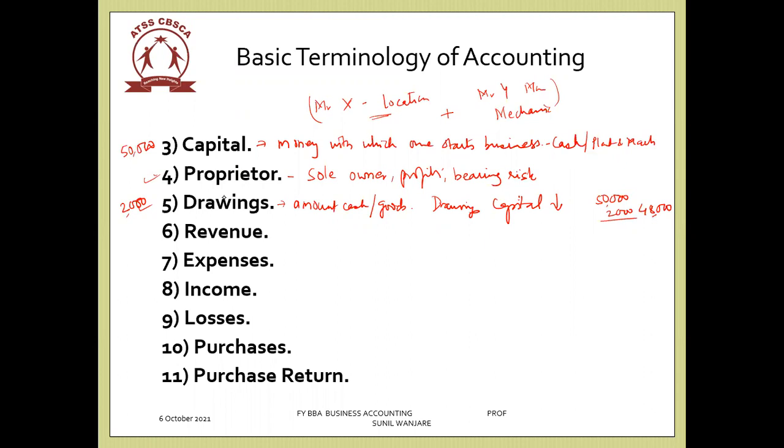It could be in the form of cash, or it could also be in the form of material or goods, which is called drawings. So drawings is the amount withdrawn by the owner from the business.